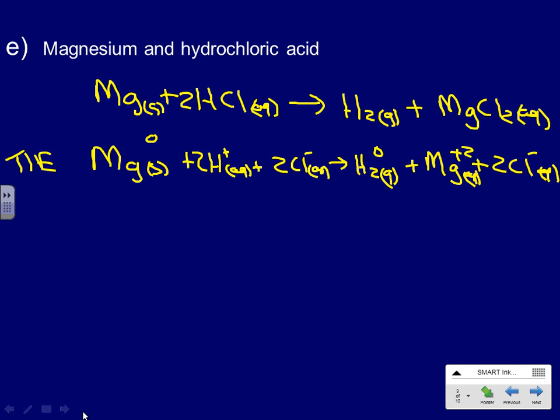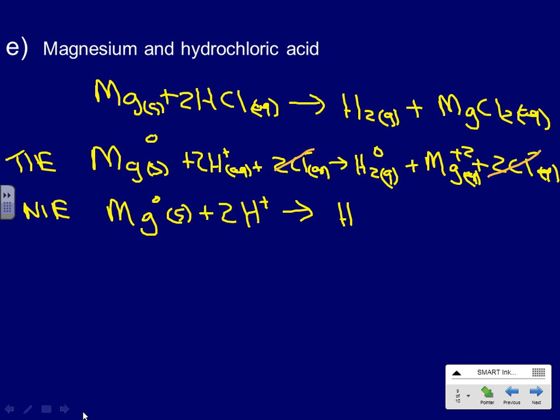Spectators, yep. Yeah, the chlorides. Rewrite, and you've got it. Net ionic equation, Mg0 solid, 2H plus, H2 gas, and Mg plus 2. And again, the Mg is pushing its electrons onto those two little hydrogens. It's just mean, I tell you.